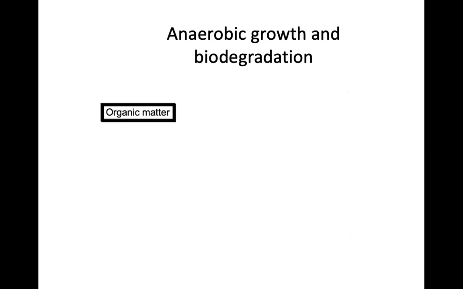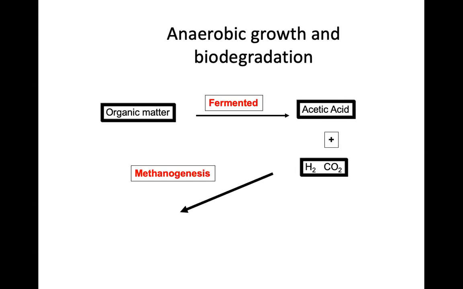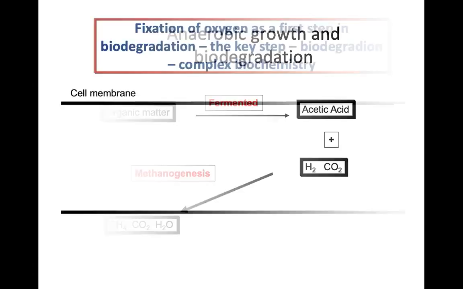Anaerobic growth and biodegradation, for example of organic matter. Organic matter you can ferment in the absence of oxygen. Some bacteria, lactic acid bacteria and other bacteria, can produce acid and carbon dioxide and water. Methanogens, in the case of the composting process, at a certain point methanogens start functioning, and in the absence of oxygen they convert biomass into methane. So methane, carbon dioxide, and water we can find in the anaerobic digestion of plant biomasses or other biomasses, which we can use in a biogas plant.